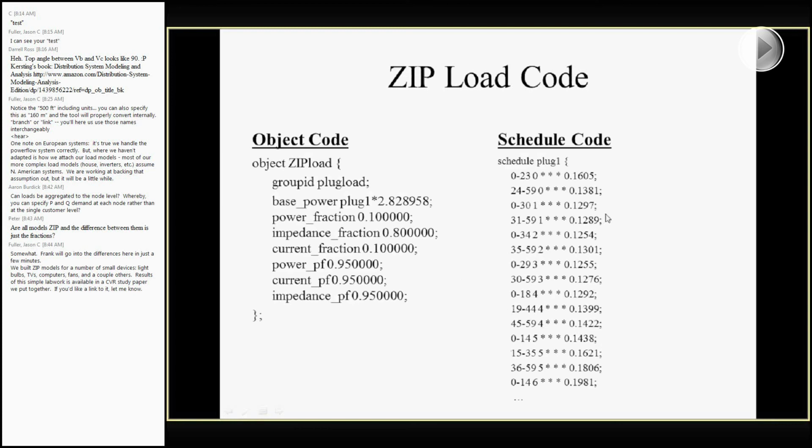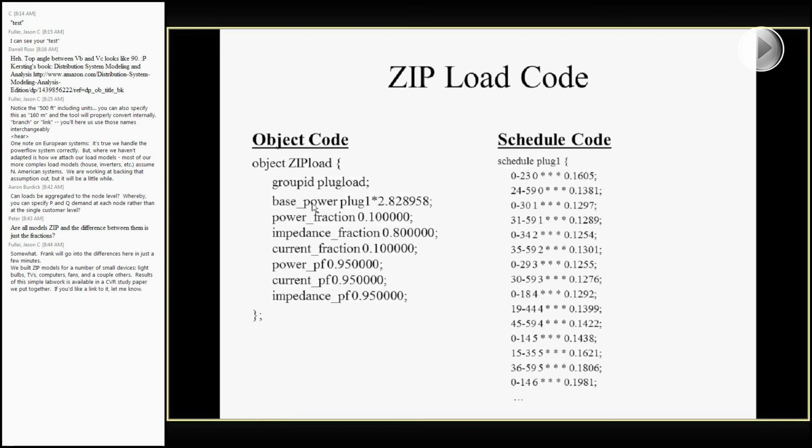So the ZIP load itself, if we just do the straight-up simple form of it, you basically have this object ZIP load. The group ID, again, is just kind of an extra thing in there for grouping objects. We'll get into that probably in a later module, I would assume. And then you just specify all of your different fractions. So you specify the base power, which is the overall power the system is going to consume.